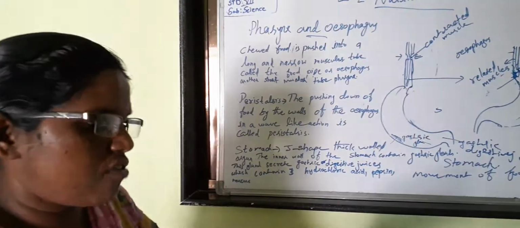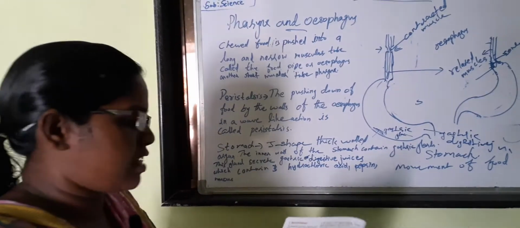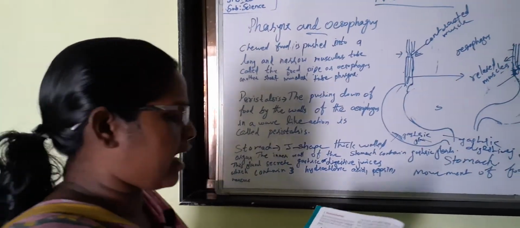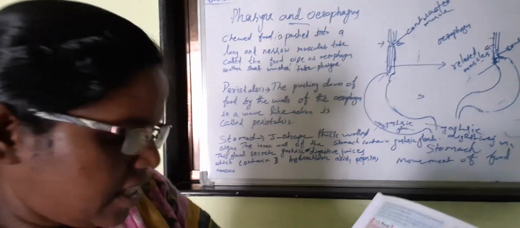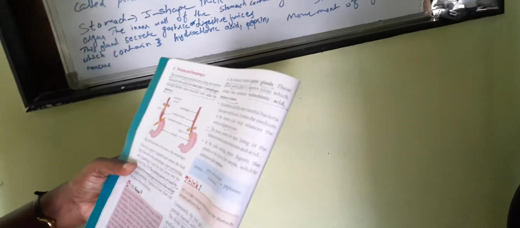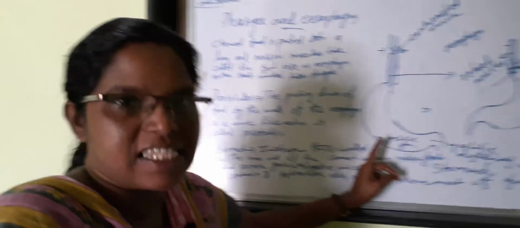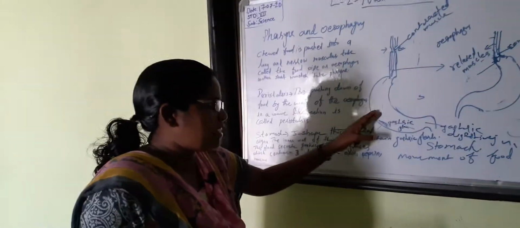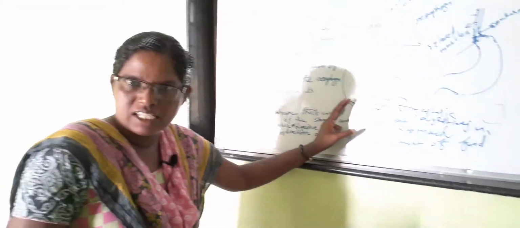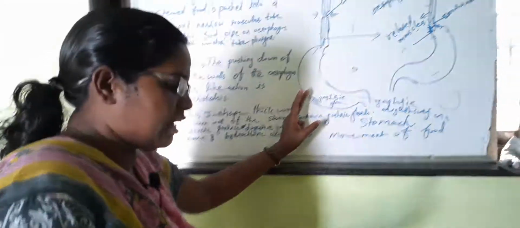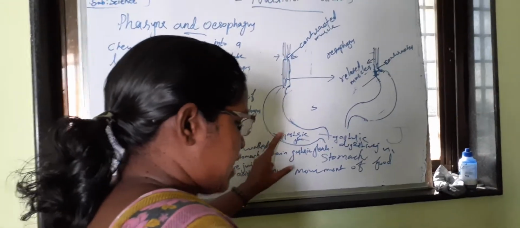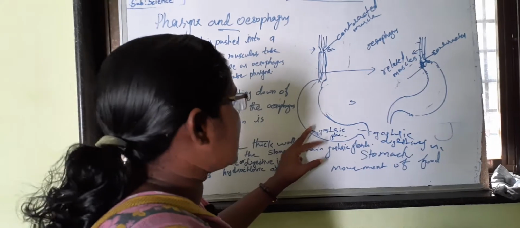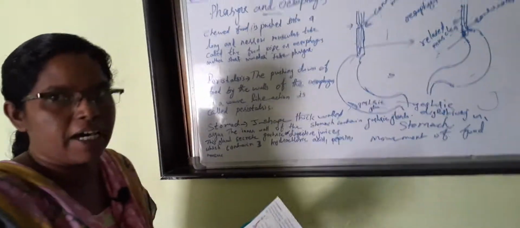Okay, next one, mucus. Mucus protects the inner lining of the stomach. It forms a thick layer. The inner lining of the stomach is protected by mucus from the action of enzymes and acid.